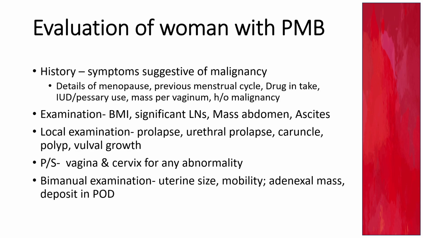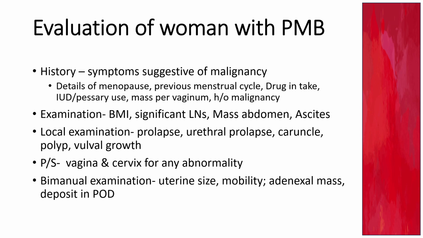Coming to the evaluation of the woman, first and foremost is a history. Ask for any symptoms suggestive of malignancy like loss of weight, loss of appetite, or early satiety. Age at menopause. What was her previous menstrual cycle? And any history of abnormal uterine bleeding in the perimenopause or reproductive age, and how was it managed and what was the diagnosis.